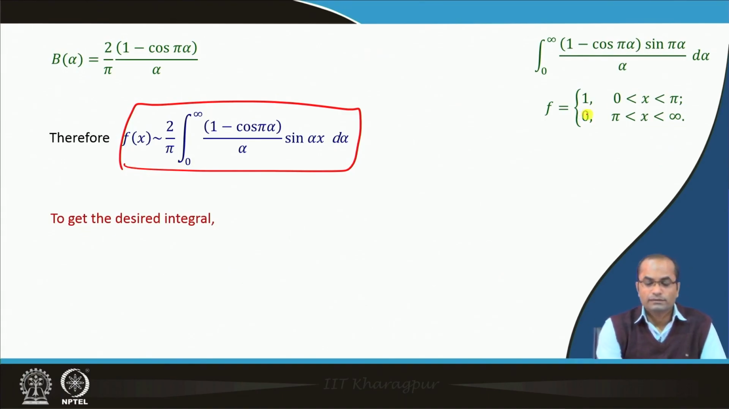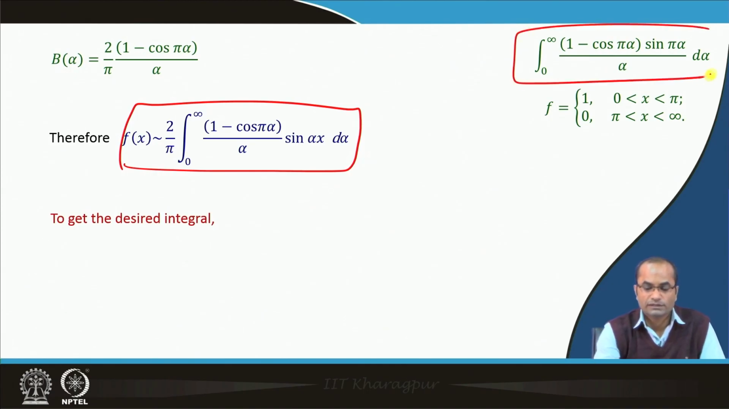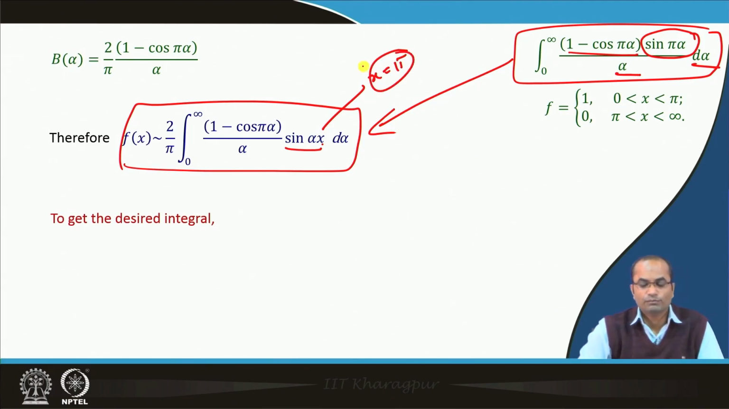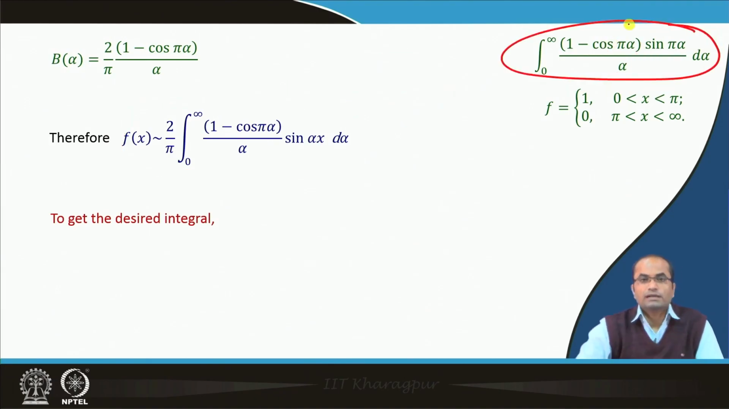Now, let us look at the desired integral, which will come from this representation itself. This was the question: what is the value of this integral? If we compare with this Fourier sine integral representation, we notice that this 1 minus cos pi alpha is sitting exactly like this. We have sin alpha x, but here we have sin pi alpha over alpha d alpha. So, if we take x equal to pi, then we can get this desired integral which was asked in the question.